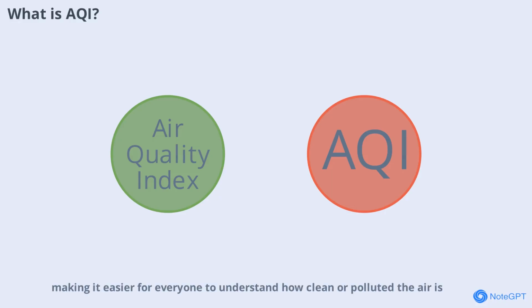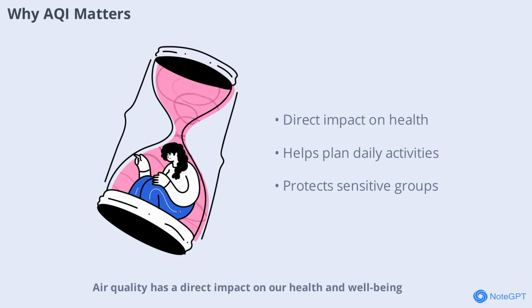The AQI considers several pollutants, like particulate matter, ozone, carbon monoxide, sulfur dioxide, and nitrogen dioxide. Each of these can affect our health in different ways. By using the AQI, governments and organizations can quickly communicate air quality conditions to the public, helping people make informed decisions about outdoor activities.